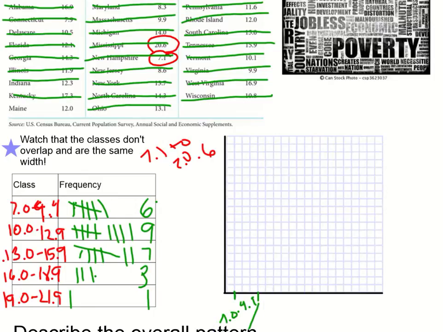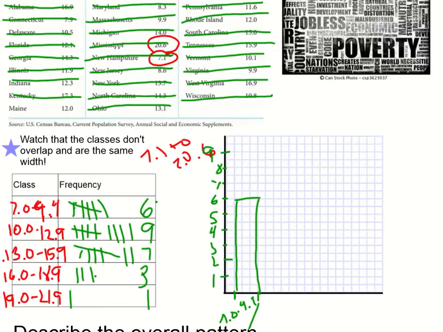And we need our y-axis to be able to go up all the way to 9. So we can go 1, 2, 3, 4, 5, 6, 7, 8, 9. Perfect. That would be our 9. Go in and write those in. So our first interval, 7.0 to 9.9, needs to go up all the way to 6. So I'm going to draw that line across and just bring it down.